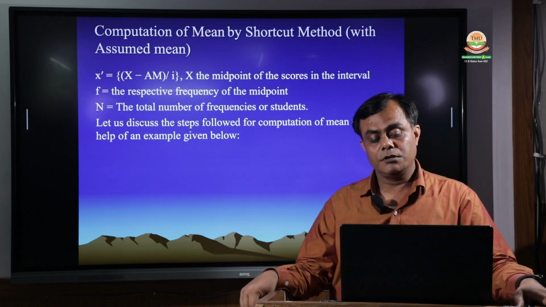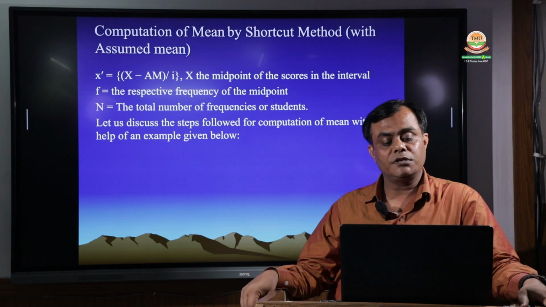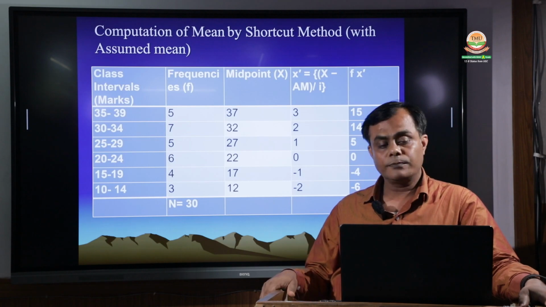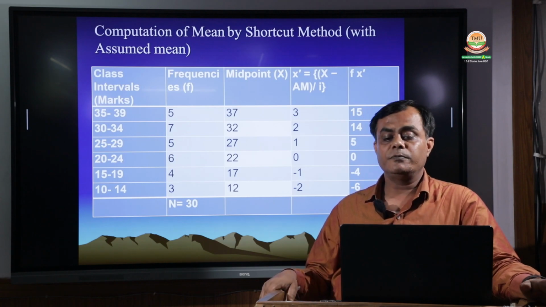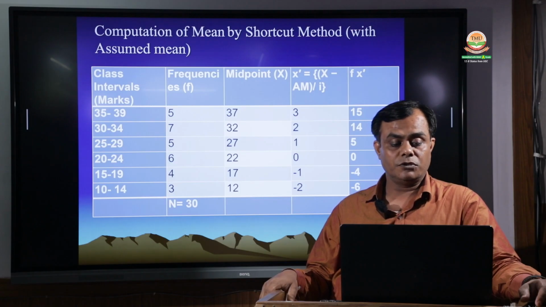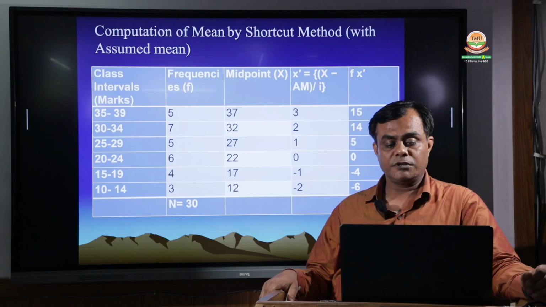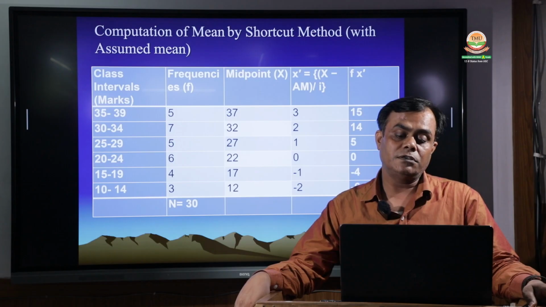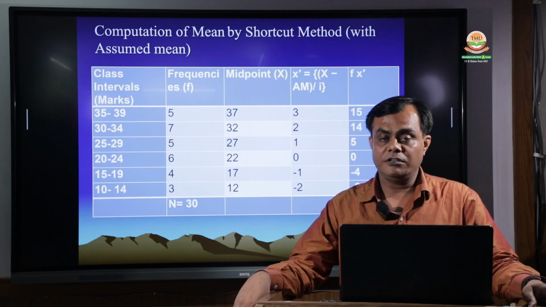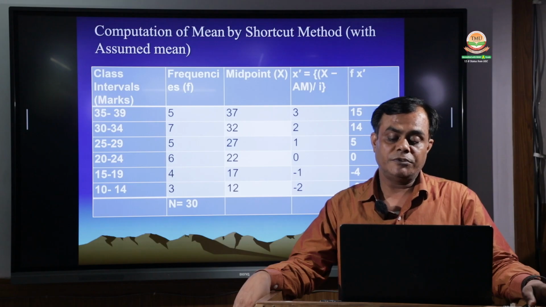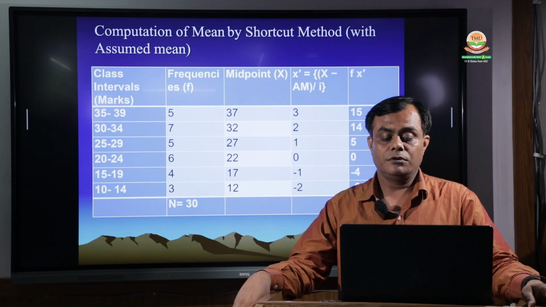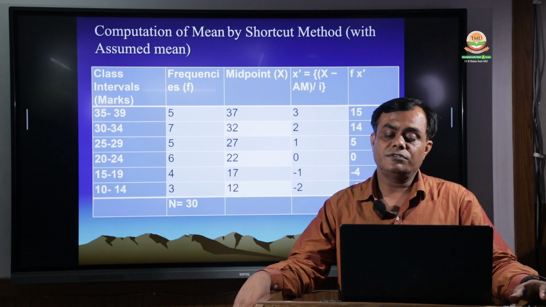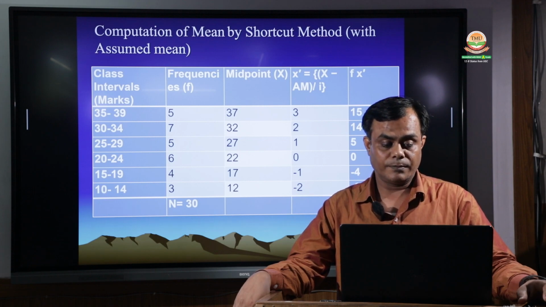Let us discuss the steps followed in the computation of the mean with the help of the example given below. Here the example is given in this slide: computation of the mean by the shortcut method with the assumed mean. There are different class intervals, and on the basis of the class intervals we find the frequencies, and on the basis of the frequencies we find the midvalue, and on that basis x' is equal to x minus AM.